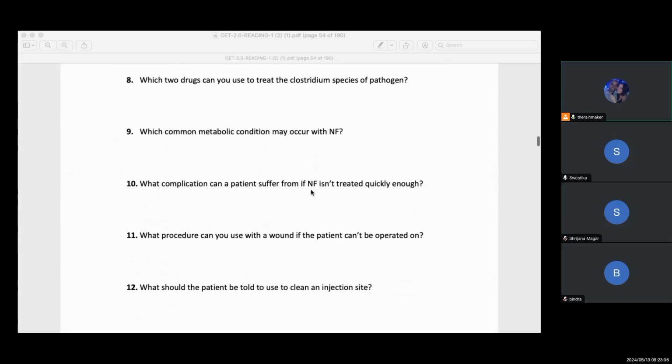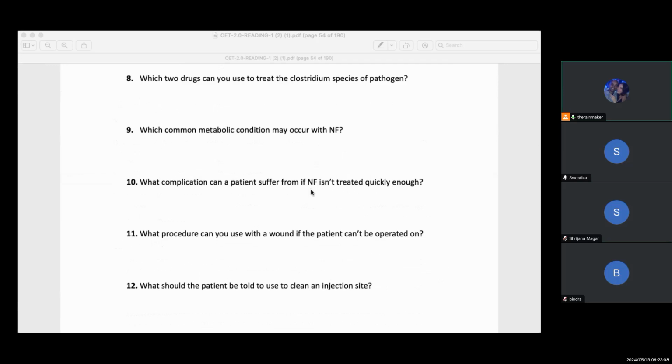Okay. Now, after the location questions are over, we need to find the location and also the exact words. Now, what does question 8 say? Which two drugs can you use to treat the Clostridium species of pathogen? As soon as it says drugs, where do we go? A, B, C, D? B, not A. Drugs, all antibiotics, means everything is in B.